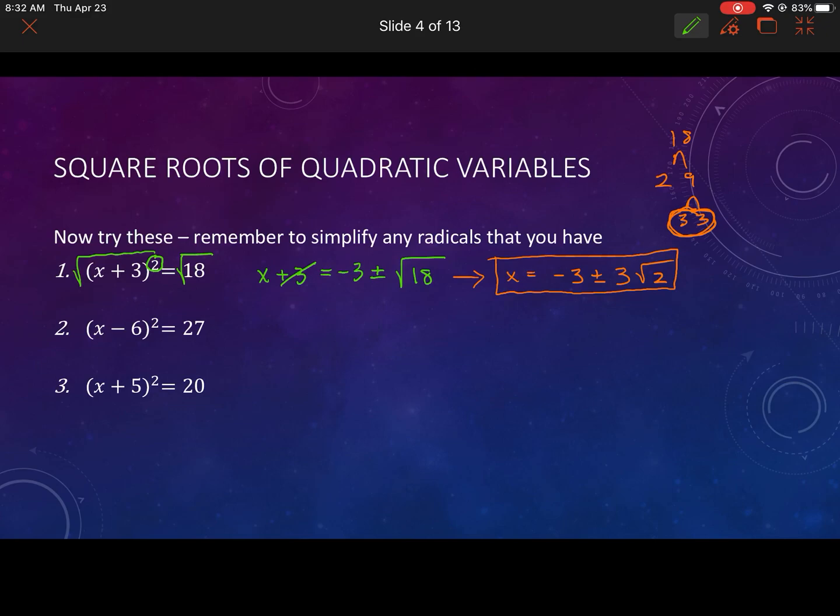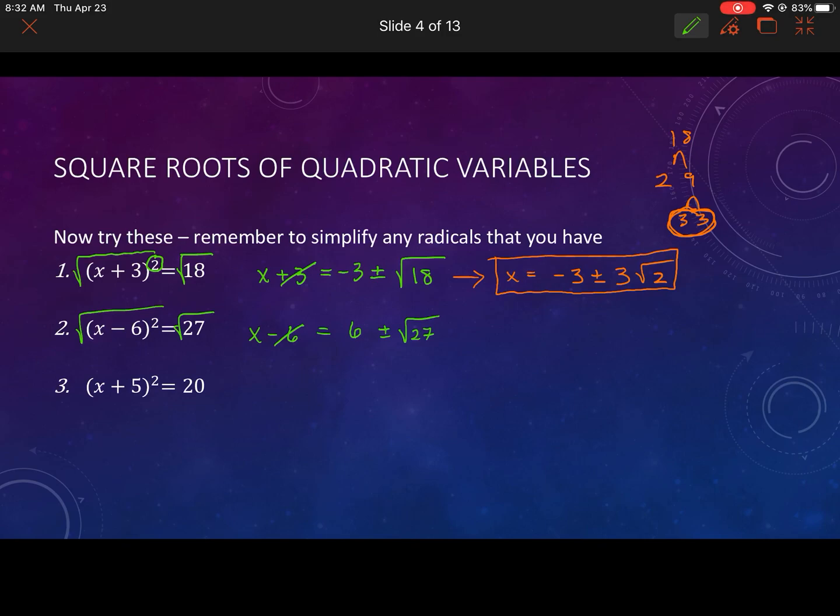For the second one, again, I'm going to take the square root of both sides, so that's going to undo the square. So I have x minus 6 equals plus or minus the square root of 27. Then I'm going to add 6 to both sides because I have a negative 6. So now x is by itself.